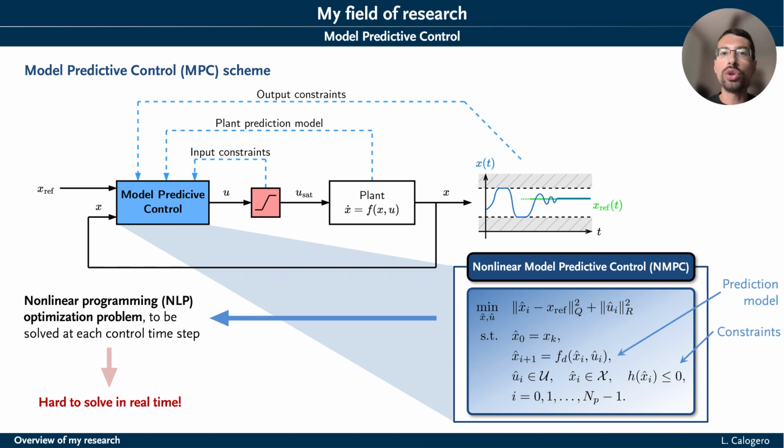In my research, I focus on an advanced control strategy that is called Model Predictive Control, or MPC in short, which is able to predict the future behavior of the plant while respecting any input or output constraint on the system. This powerful strategy, however, requires the solution in real time of a complex nonlinear optimization problem that you see reported here in the equation, which typically is too hard to solve in real time. And this is a key open problem in the field of MPC. And so my research aims at solving this problem.